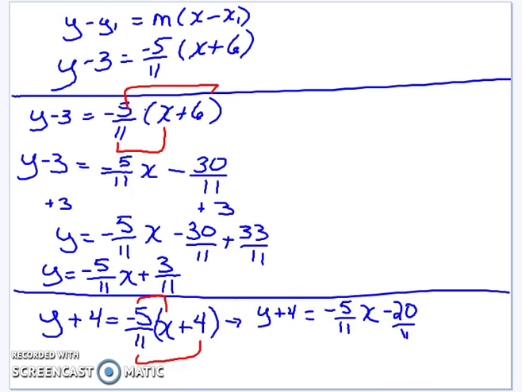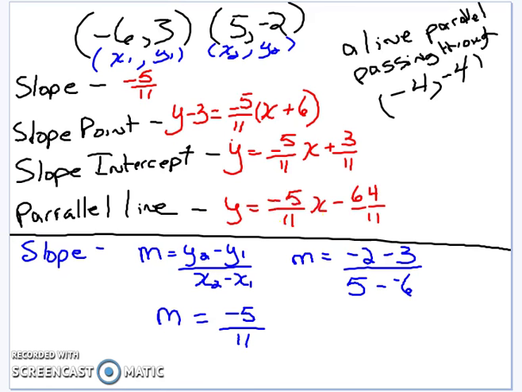I'm now going to subtract 4 from both sides, and I have y is equal to -5/11 x, and I end up with -20 subtract 44 over 11, which gives me -64 over 11. And that's my parallel line. So my parallel line, the equation, is y equals -5/11 x minus 64 over 11.